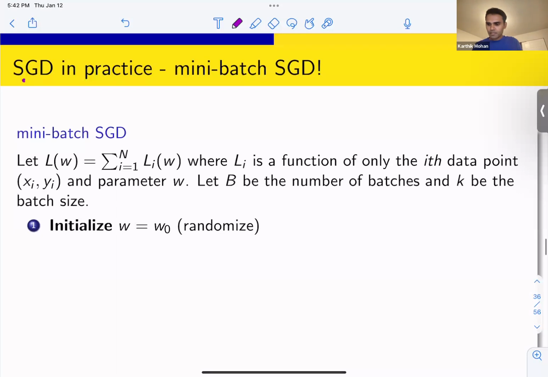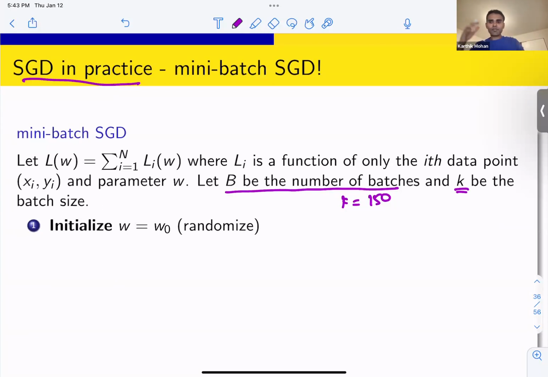In practice, we do mini batch SGD. So what's the idea? You have B batches, and let's say K is the batch size. Maybe K is like, let's say 150. So you look at 150 data points at a time instead of looking at one data point. And then learn from 150 data points in one shot, and then go to the next 150 until you've done one pass. And then you do a few more passes.